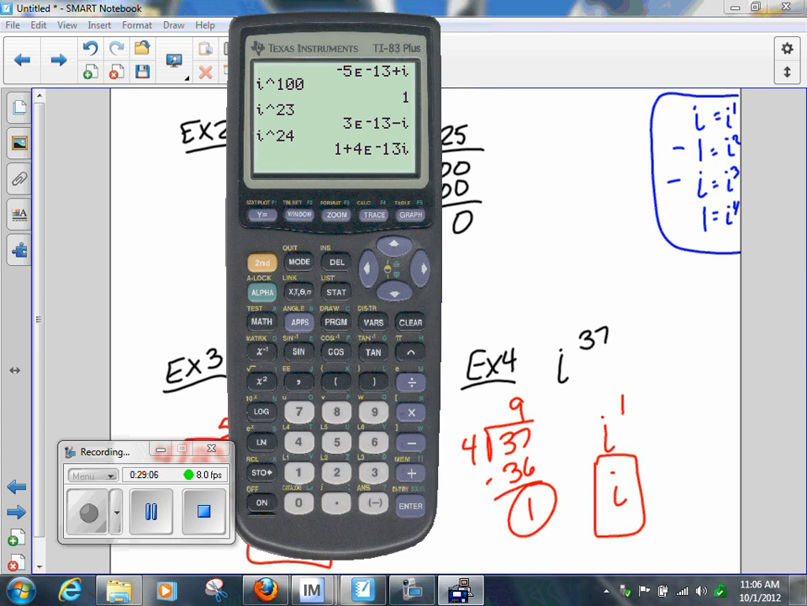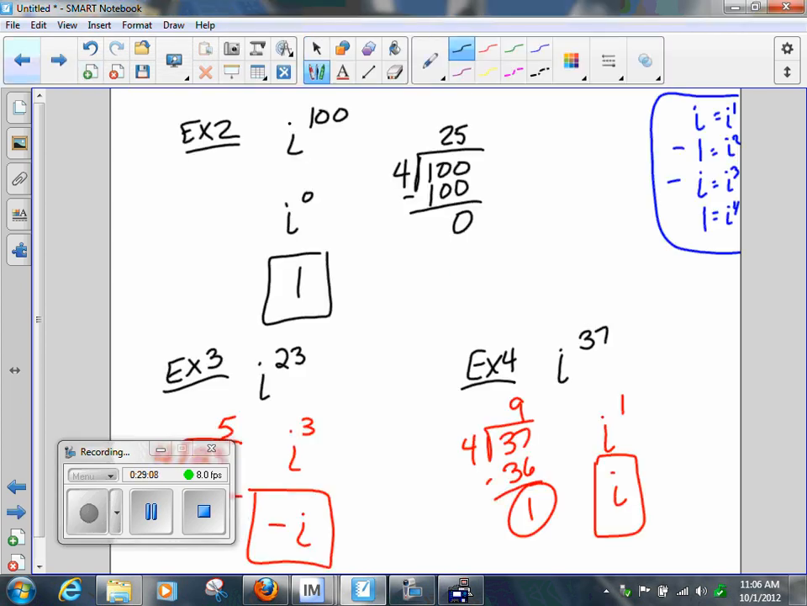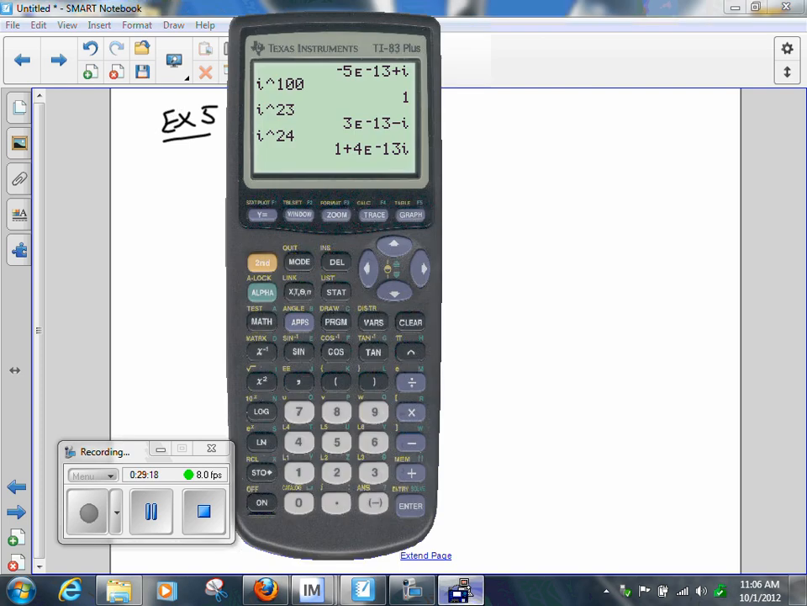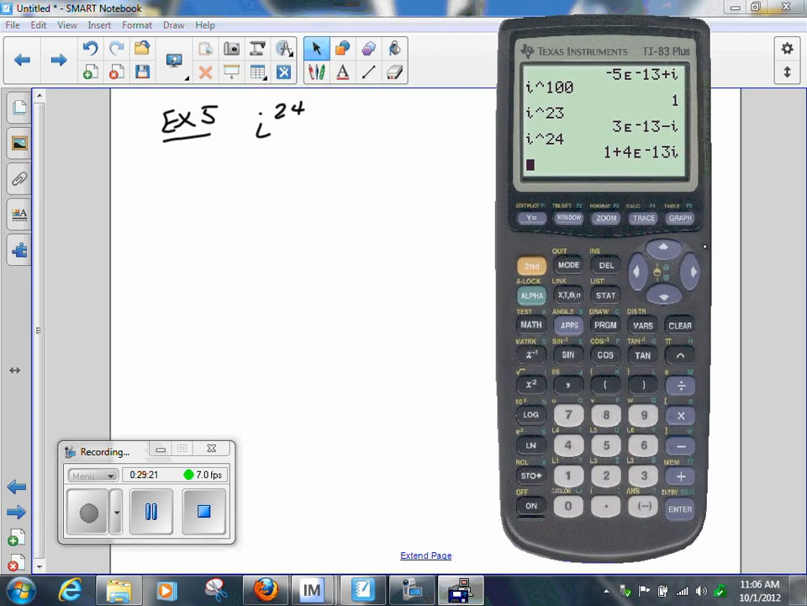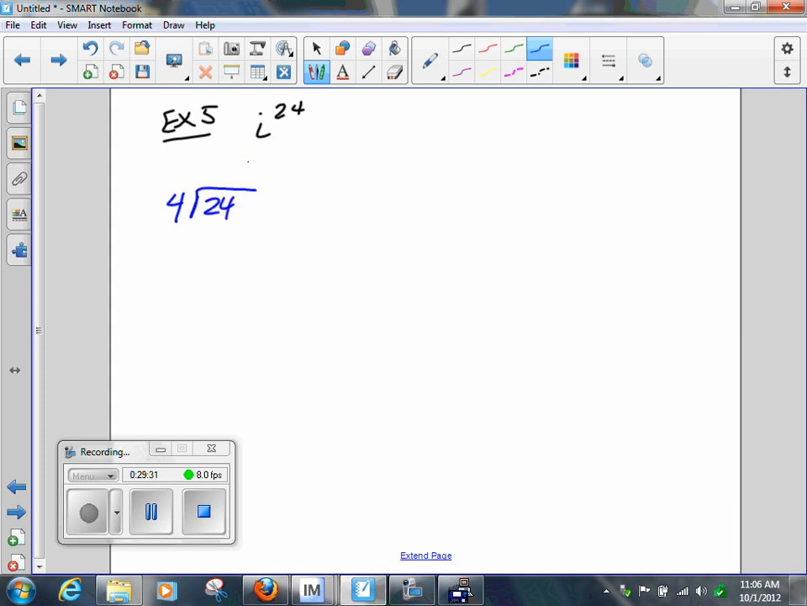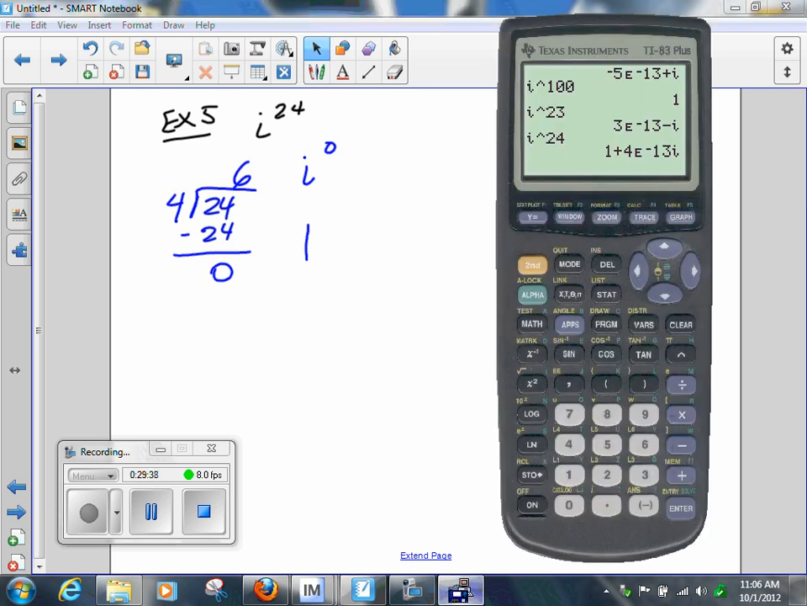Good point. Dante, which one is this? You said i to the 24th, right? And our calculator's going to give us this thing. Well, you don't know what to look at. The answer's there, but you don't know what part of it. I know because I know it on paper. 6, remainder 0. i to the 0 power is 1. You just got to know, I guess. It's going to be the 1 in the front.